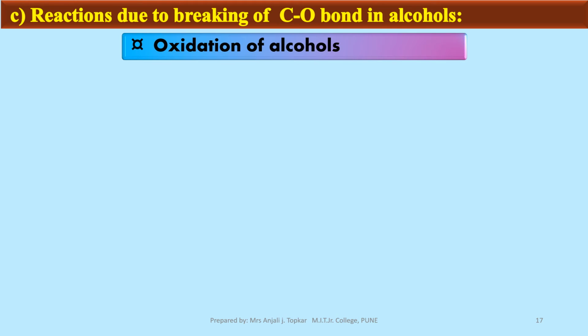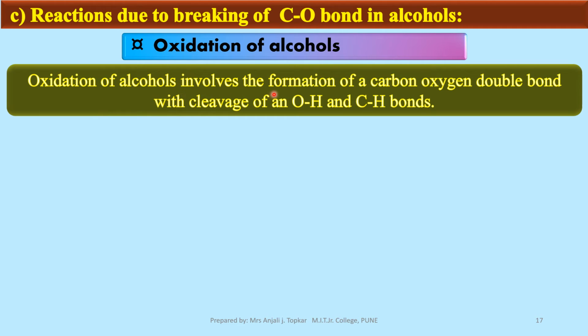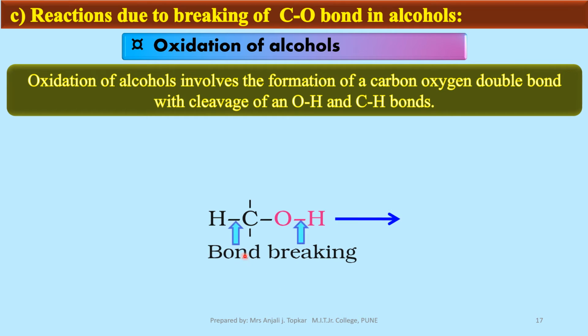Dear students, now we are going to see oxidation of alcohols. Oxidation of alcohols involves the formation of carbon-oxygen double bond with cleavage of OH and CH bonds. Let's see how the cleavage of OH and CH bond leads to the formation of carbon-oxygen double bond. Here, this is an alcohol. Breaking of CH and OH bond leads to the formation of carbon-oxygen double bond.